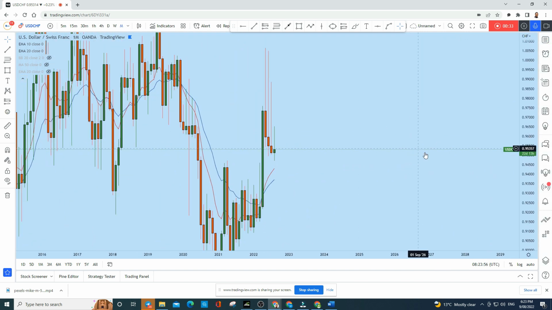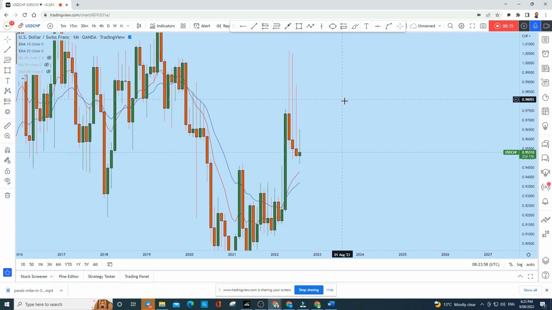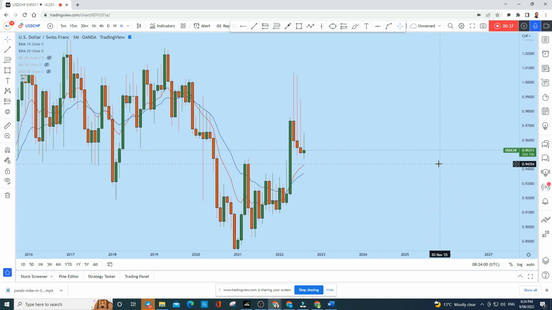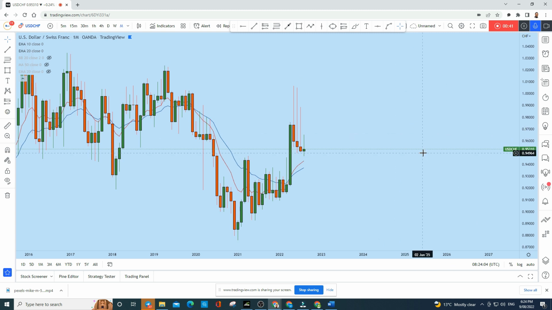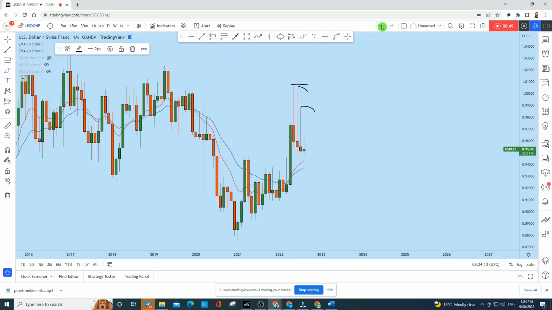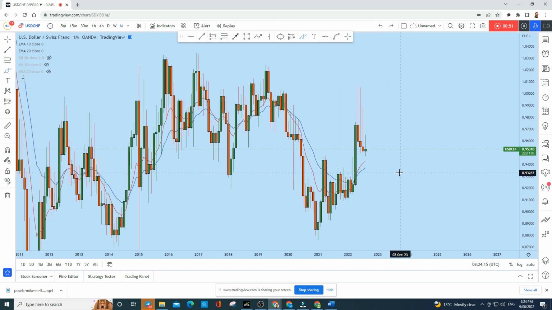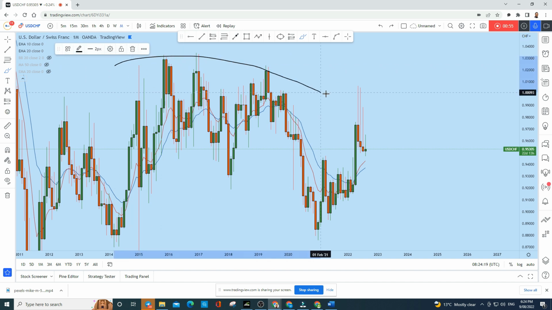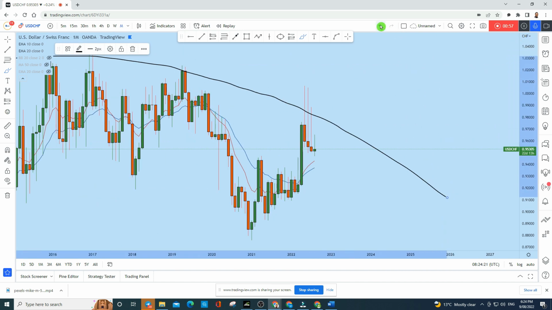Now, on the monthly time frame, we see that USDCHF has created a strong bearish price action currently. Why? Because if you look at the bigger picture on the monthly, you see that USDCHF every month is creating a series of lower highs. If you look at the overall market structure on the monthly, this is a nice looking bearish price action.